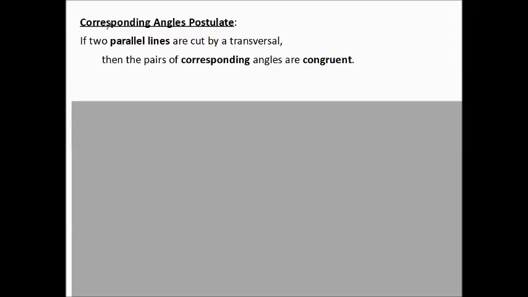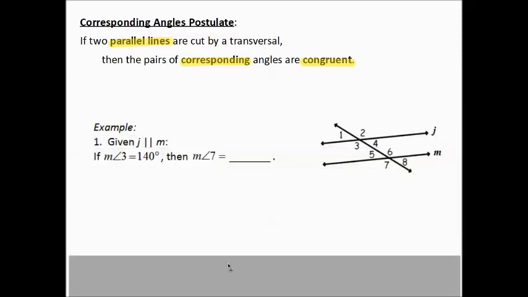Beginning with the corresponding angles postulate. If two parallel lines are cut by a transversal, then the pairs of corresponding angles are congruent. The corresponding angles are congruent. Let's look at how we use that in an example.